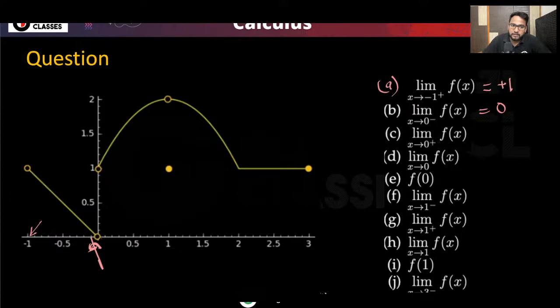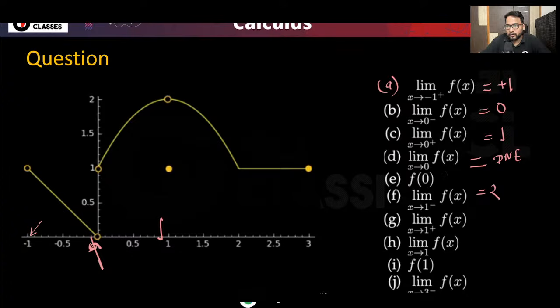What is the answer? At 0, actually, the function value is not defined. Immediately right to 0 is 1. At 0, what is the answer? At 0, it does not exist. Why? Because the function is not even defined at 0. So that is why at 0 it does not exist. At 1 minus, immediately left to 1, it is 2.